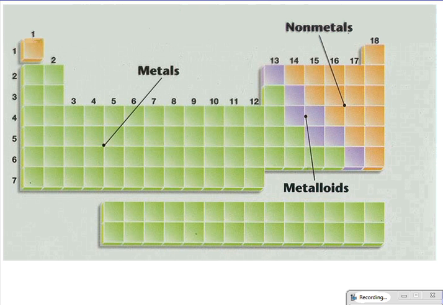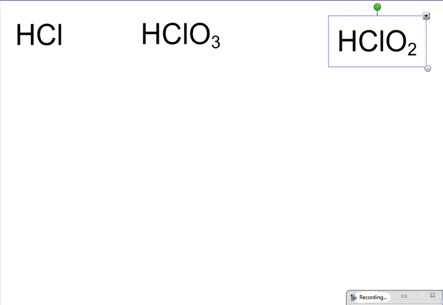Since hydrogen is in the same family as metals, it has some metallic properties. And so when we name acids, which all have hydrogen as the first element, as the cation, we're going to name them as ionic compounds first. Start by naming the compound as an ionic compound.